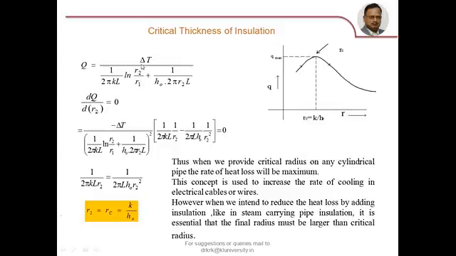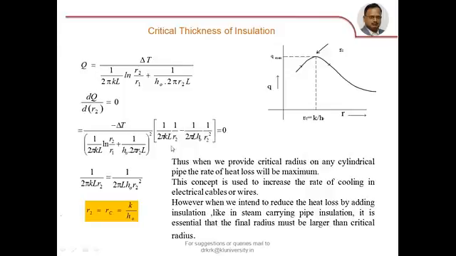So if you take the derivative, minus 1 by x square whole term into differentiation of this. 1 by 2 pi K L log R2, derivative 1 by R2, and now this is 1 by 2 pi K L minus log R1, everything is constant, so 0, plus 1 by 2 pi L h0 constant, and 1 by R2 differentiation minus 1 by R2 square equal to 0.